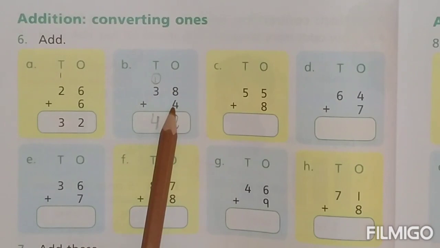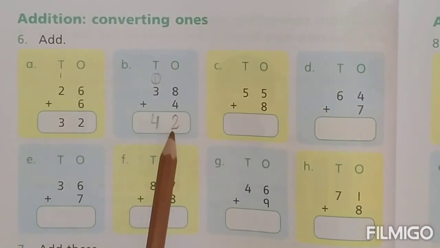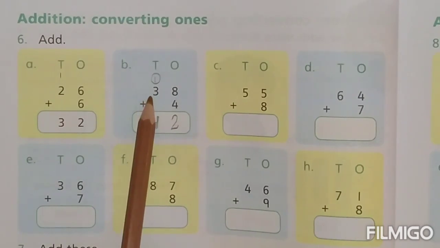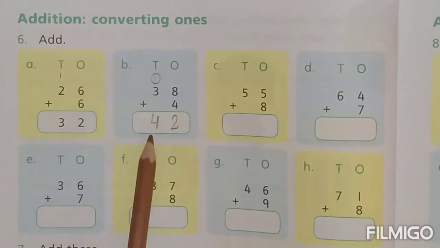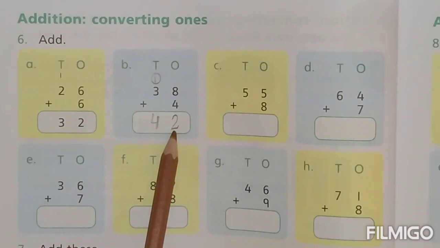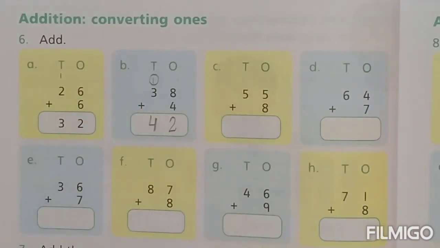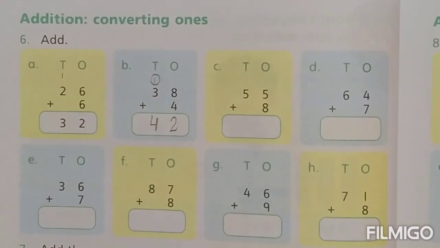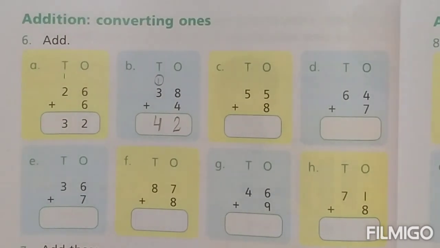Similarly, when we add 8 and 4, we got 12. 2 in ones column and 1 is carry. 3 and 1 makes 4. 42 is the answer. Similarly, convert ones and complete these sums.